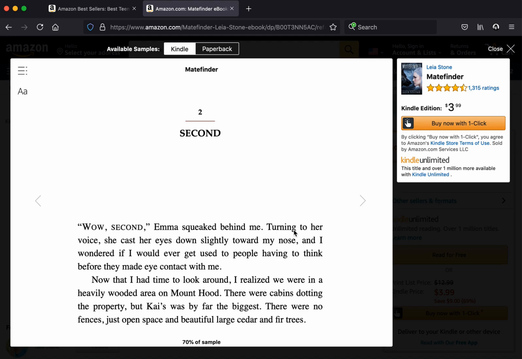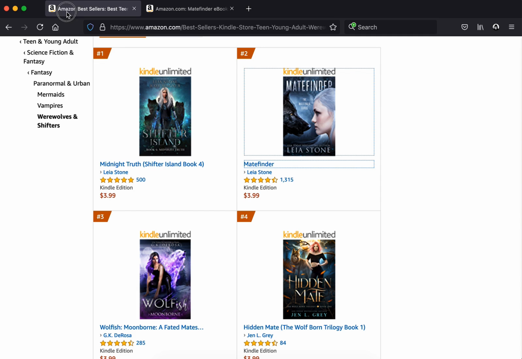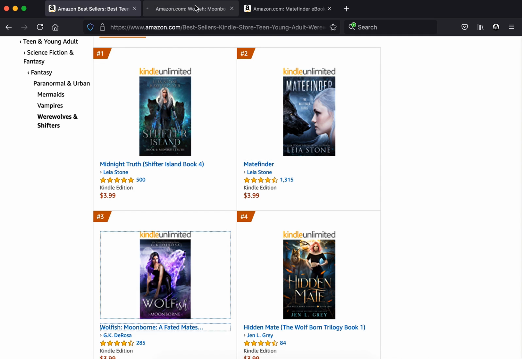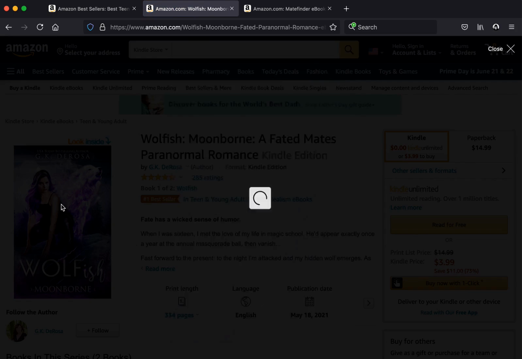"And the squeak behind me." "And I wondered if I would ever get used to people having to think before they made eye contact with me." Okay, so this basically is a 99% chance the whole book is first person past tense. Sometimes authors will do something a little bit different, but I think this is pretty reliable that this is first person past tense. Wolf-ish. Let's look at that.